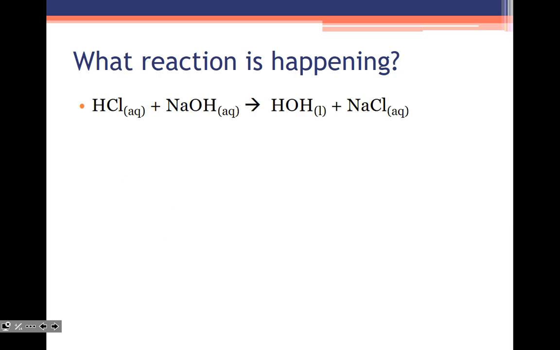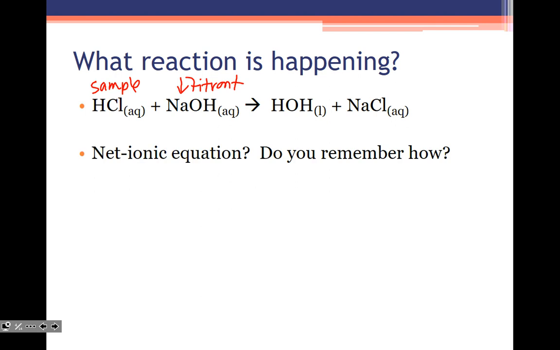So let's take a look at the chemistry that's going on. You're taking your hydrochloric acid and your sodium hydroxide. In this case, sodium hydroxide was your titrant, right? And your hydrochloric acid was your sample in this case. And when it reacts, it forms water and sodium chloride, or a salt. Let's take a look at our net ionic equation. Remember, we don't dissociate water.